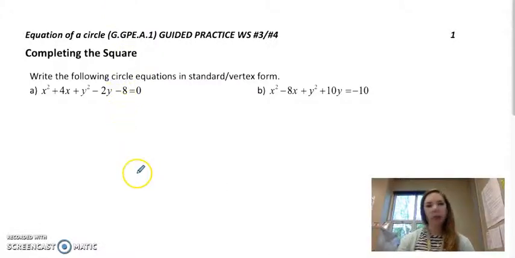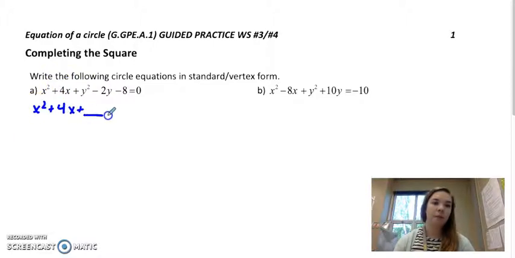All right, we are still working on completing the square to rewrite our circle equations like we did yesterday. I'm going to do a couple examples of that, and then I'm also going to graph those circles on the bottom half of this page. So here I have x squared plus 4x, and I'm going to leave a spot, plus y squared minus 2y, and leave a spot, equals positive 8, because when I move it to the other side, it'll change signs.